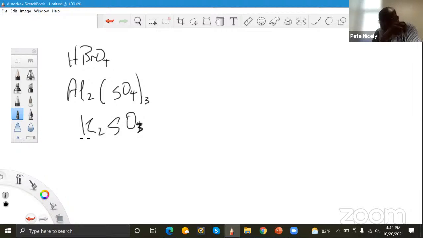Calcium oxalate. Correct. CaC2O4. Very good. The next one is chromium 3 nitrate. Chromium 3 nitrate. So what's the formula for that one? Chromium 3 nitrate.